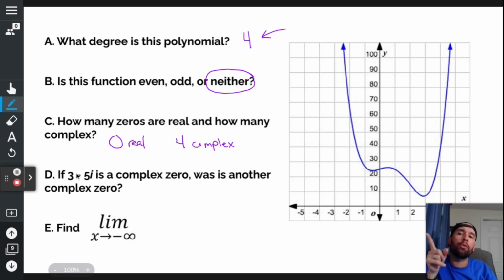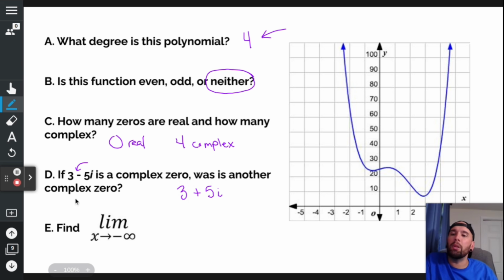If 3 minus 5i is a complex 0, what is another complex 0? Take the sign in front of the i term and flip it. 3 plus 5i, that is called the conjugate.